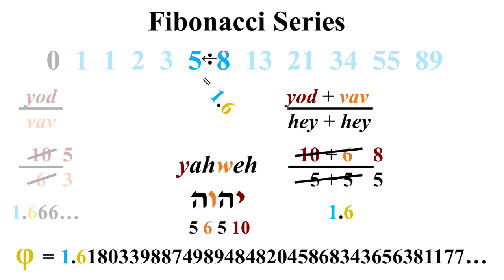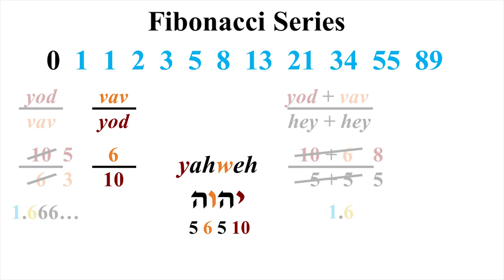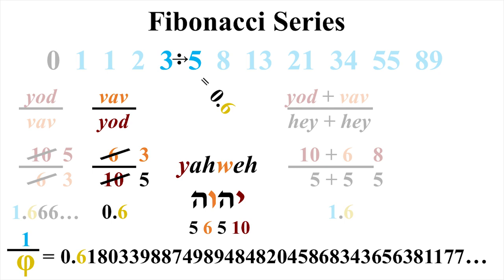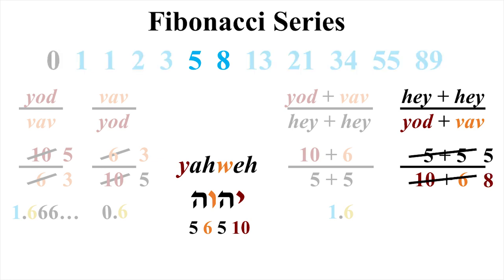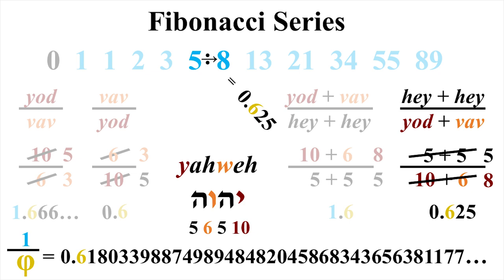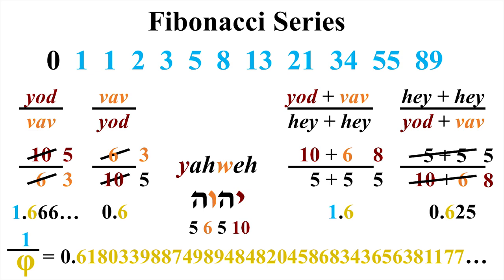You can do the reciprocals. Vav over Yod is 6 over 10, which is 3 over 5. That's 0.6. He and He over Yod and Vav is 10 over 16, 5 over 8. It's 0.625. So God even has this divine proportion hidden in his own name. Beautiful.